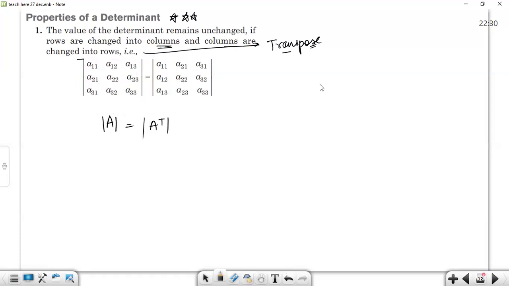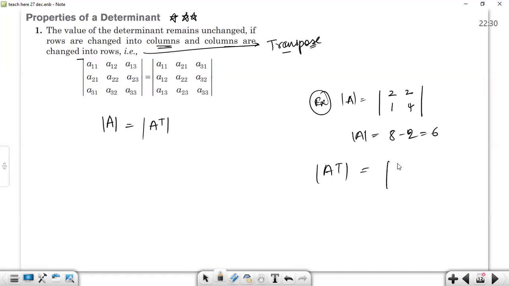Let's take one example of it. Say this is the determinant 2, 2, 1, 4. Its value is 2 into 4, 8 minus 2, that is 6. Now let's take its transpose, 2, 2, 1, 4. The transpose determinant is 8 minus 2, 6, same. So that's why the property stays true.